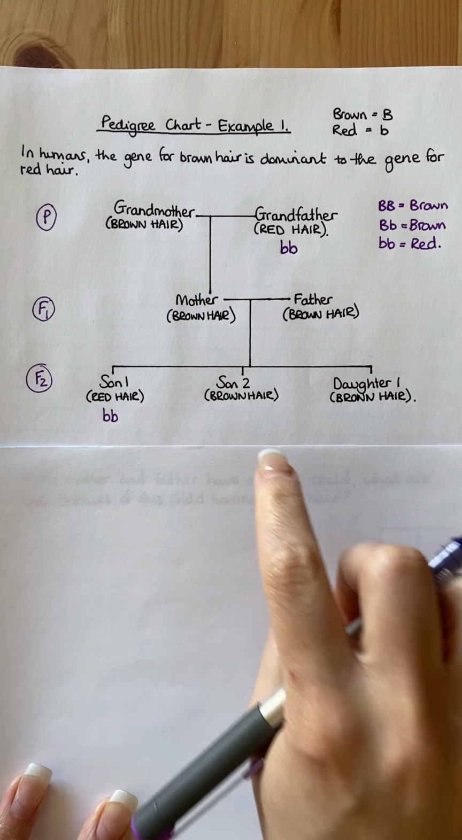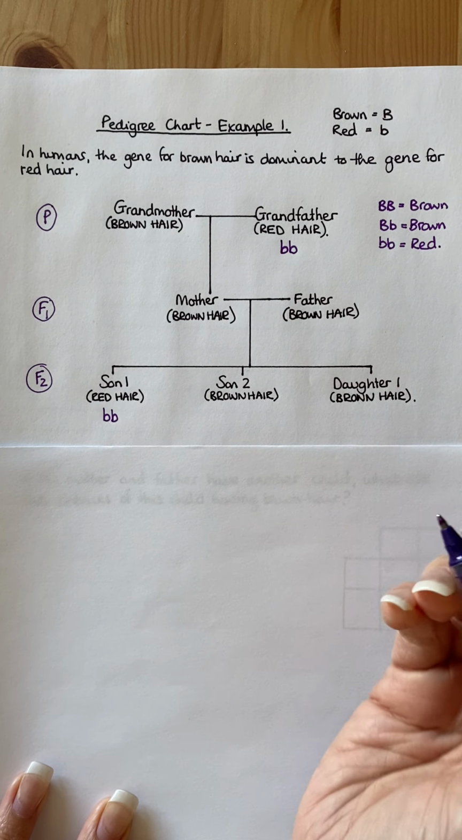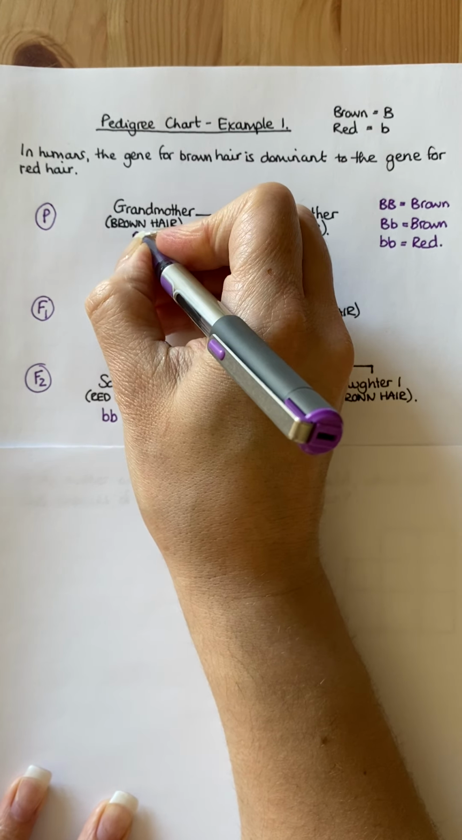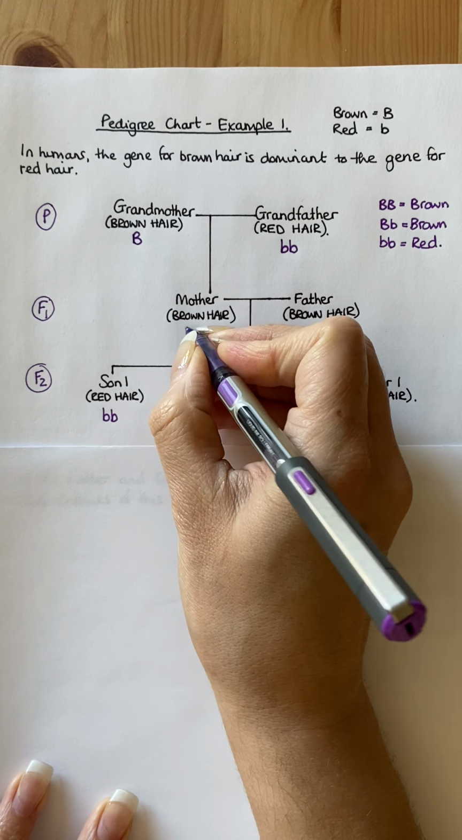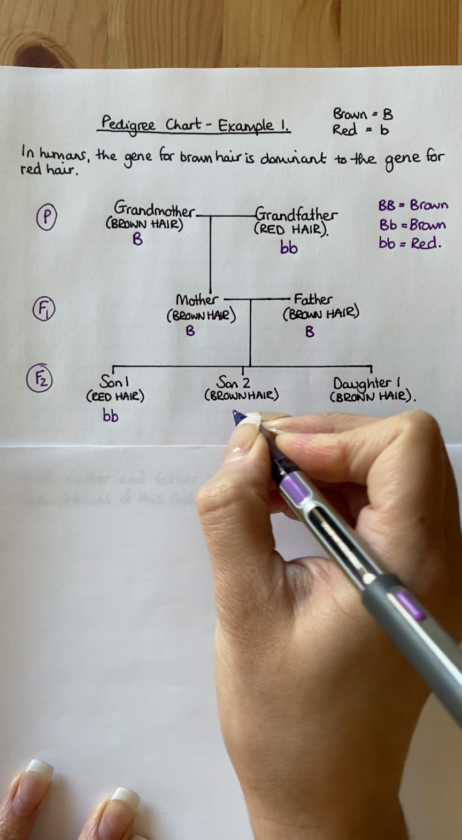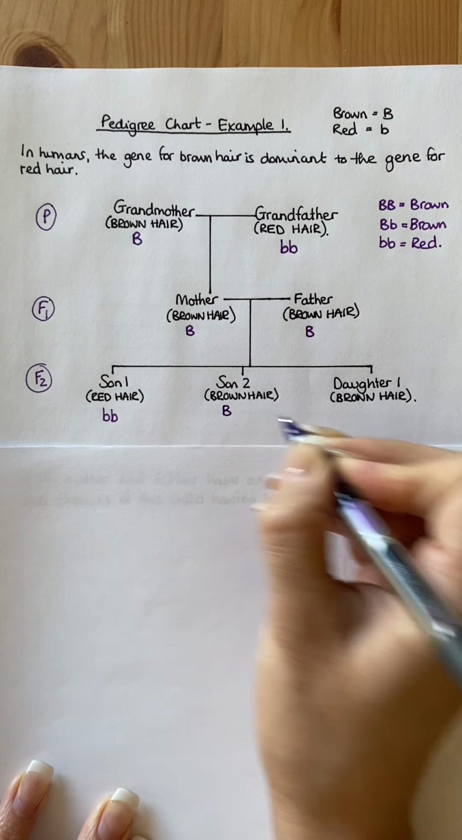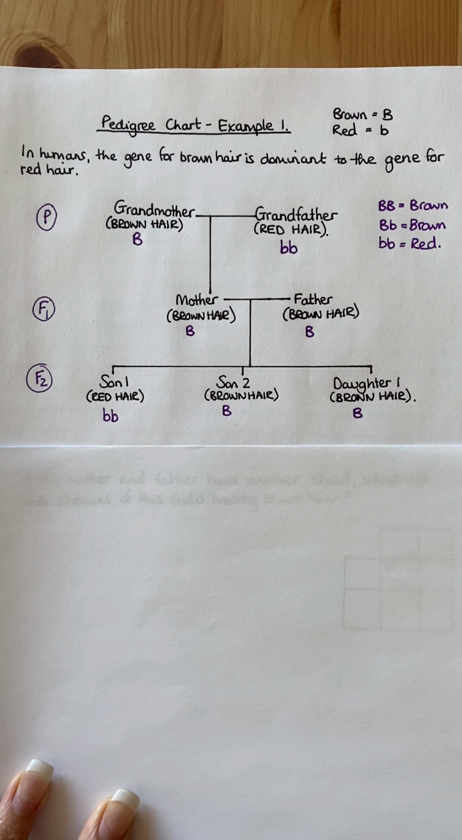Everyone else, because they have brown hair, must have a capital B, must have a dominant allele, somewhere. So the grandmother must have a capital B, the mother must have a capital B, the father the same, the son with the brown hair the same, and the daughter with brown hair the same. So now what you have to do is work your way back.